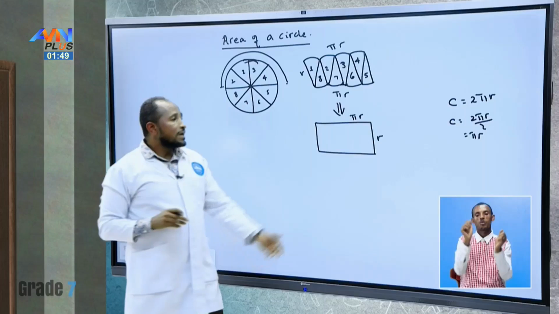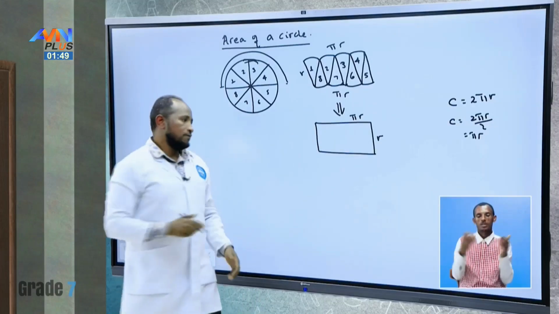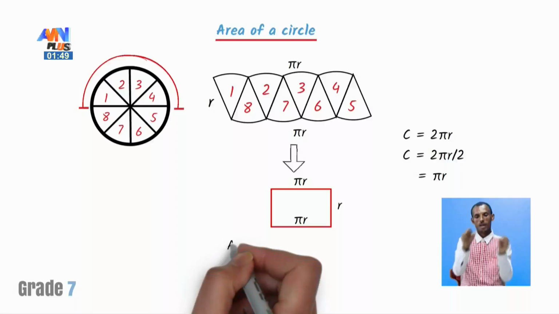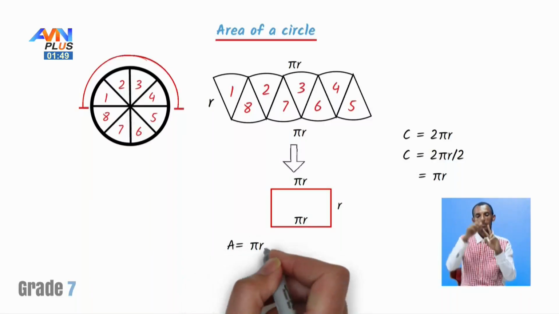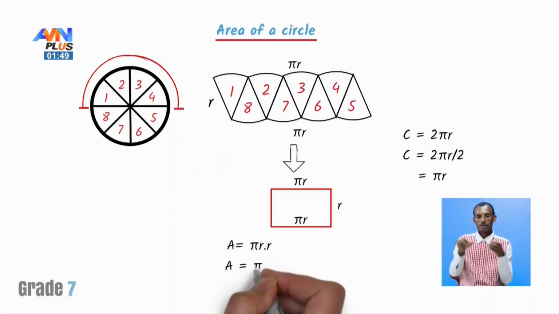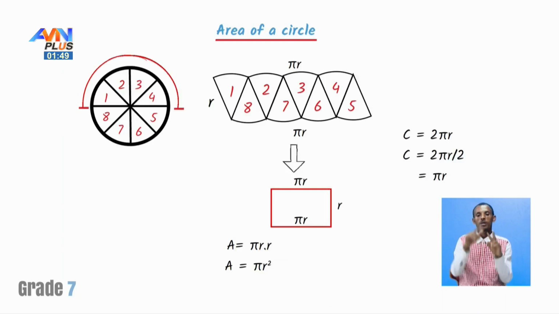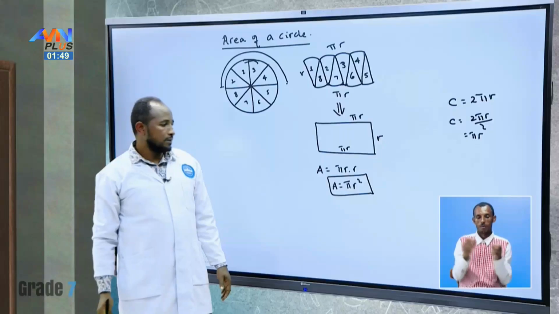So we can calculate the area of this, which is equivalent to the area of the circle. Therefore, here, the area of the circle will be equal to the base, which is pi r, and the height is the radius. So the area of a circle is given by the equation pi r squared. So this is the equation we use to calculate the area of a circle.